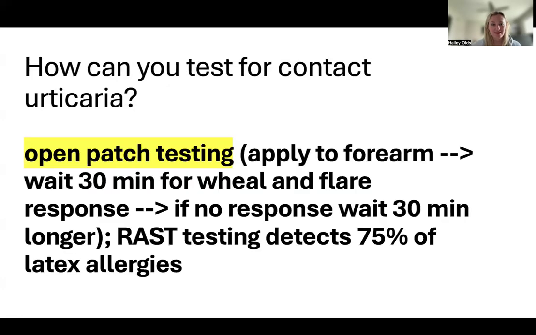How can you test somebody for contact urticaria? So basically, you just put it on their forearm and see if you get urticaria from it. So you just have to wait 30 minutes. If you don't see anything, wait 30 more. But this can detect 75% of latex allergies.